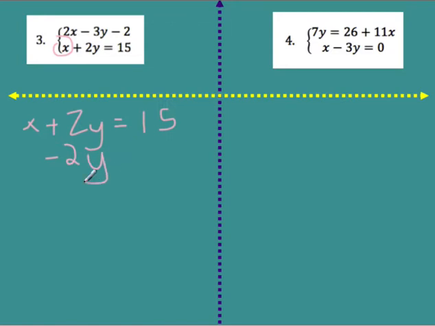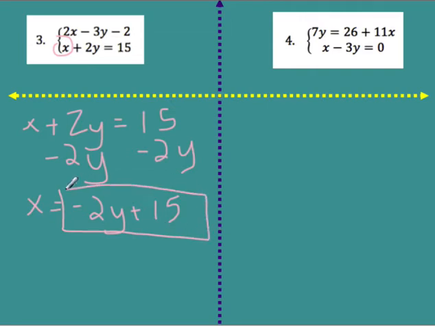When I do that, I get minus 2y on both sides. So I get that x is equal to negative 2y plus 15. So negative 2y plus 15 and x are the same thing. Now I can plug it in for x up top. Now notice I make sure I plug it into the other equation. This equation here and this equation are the same thing.